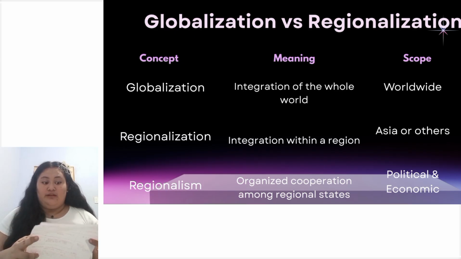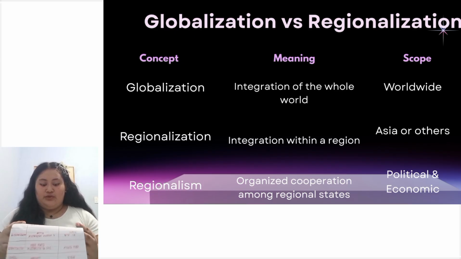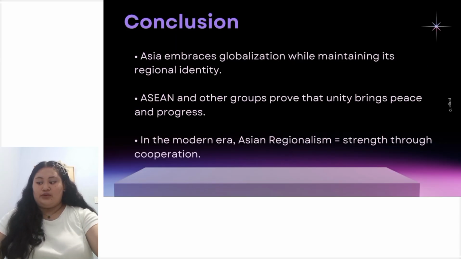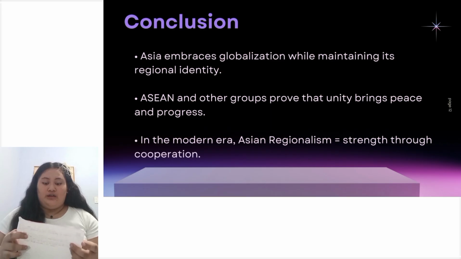Now, globalization versus regionalization. Globalization connects countries on a global scale, every country can connect. Whereas regionalization focuses only on strengthening cooperation and organization within a specific limited geographical area. So, in conclusion of Asian regionalism, Asia embraced globalization while maintaining its regional identity.